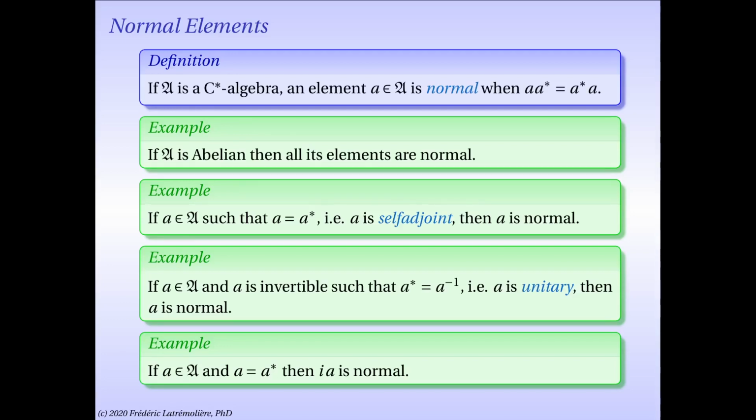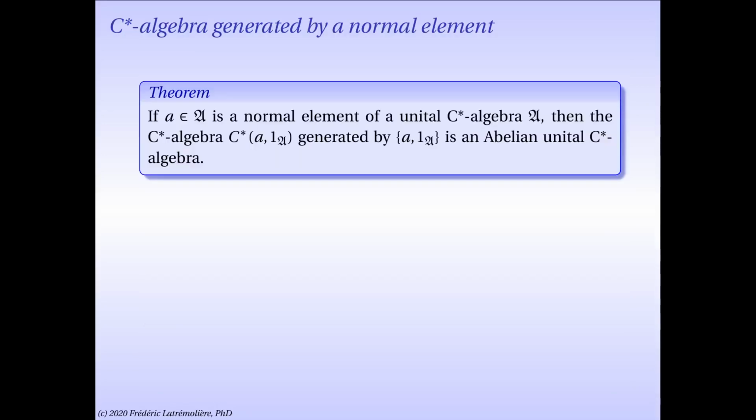But what's special about normal elements in a C-star algebra is that the C-star algebra they generate is automatically going to be abelian. So indeed, first remember that if you have a C-star algebra and a subset of that C-star algebra, you can look at the intersection of all the C-star subalgebras containing that subset, and you get again a C-star subalgebra. It's easy to check, which of course will contain that subset. So there is such a thing as the smallest C-star algebra containing a given subset, and this notion can be applied here to just the C-star algebra generated by a normal element and the unit.